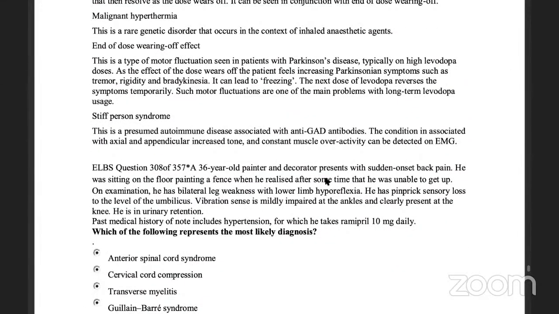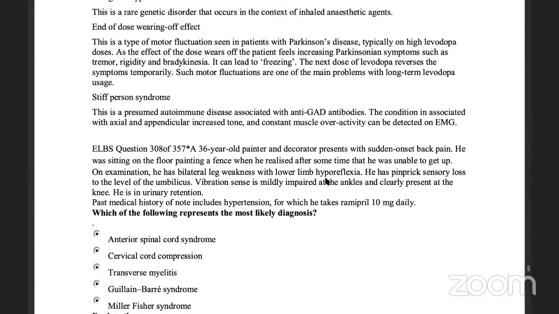Which of the following represents the most likely diagnosis? A 36-year-old painter and decorator presented with sudden onset back pain. He was sitting on the floor painting skirting boards when he reached and, after some time, found he was unable to get up. On examination, he had bilateral leg weakness with lower limb hyporeflexia. He has pinprick sensory loss to the level of the umbilicus. Vibration sense is mildly impaired at the ankle and clearly present at the knee.